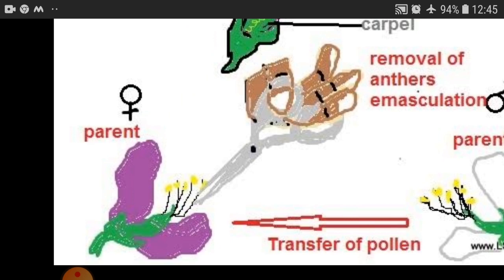Now in order to avoid the unwanted pollen landing on the stigma of this flower, these emasculated flowers have to be covered with a bag of suitable size, which is generally made up of butter paper, so that it prevents contamination of its stigma with the unwanted pollen. Now this process is known as bagging. So two terms now you are familiar with. One is emasculation, next is bagging.